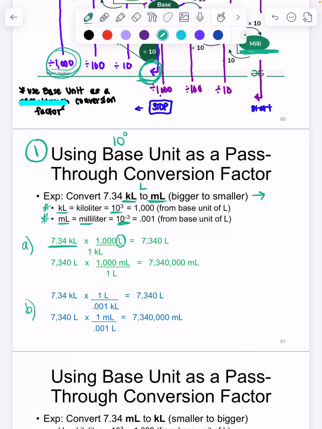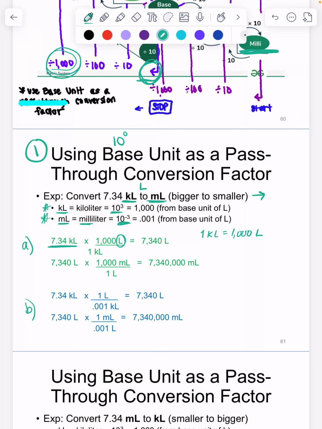So I know that for every 1 kiloliter I have 1,000 liters. I know that for a fact. And that makes sense, right? Because kilo is a larger prefix. And we know that if we moved right on our timeline to get from kilo back to base unit, we would have to move our decimal 3 to the right. So 1 kiloliter equals 1,000 liters. So that is how I set this up.